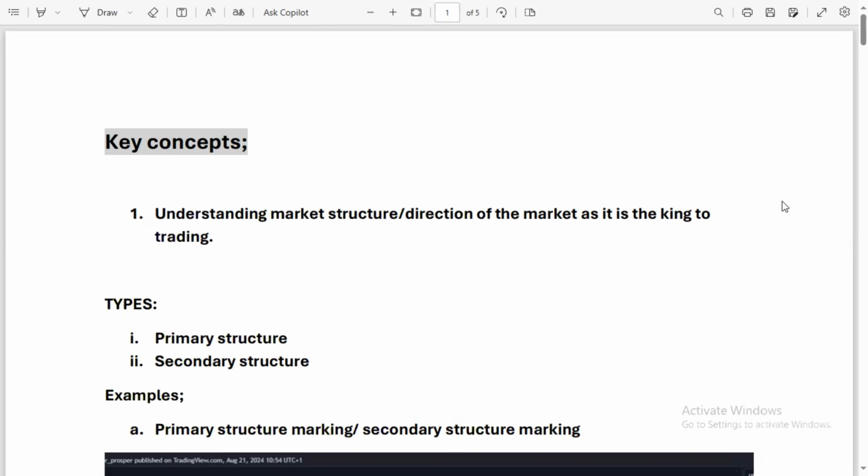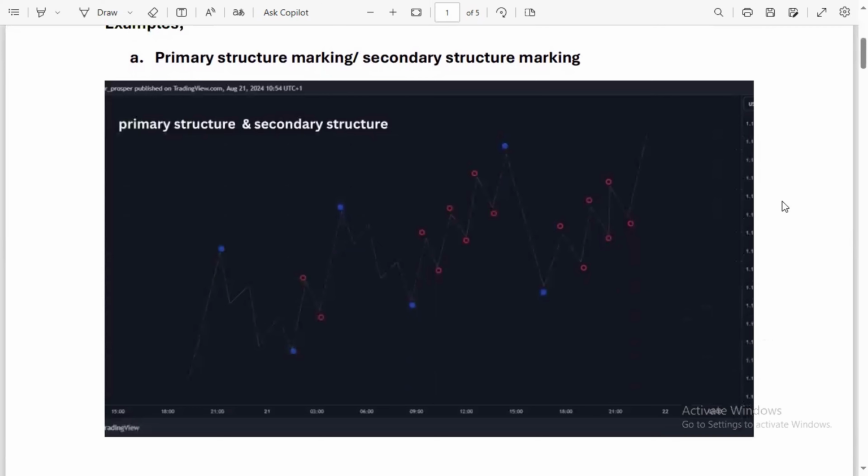Now, on market structure, I want to be talking about two things: the primary structure and the secondary structure, because a lot of traders find it difficult to mark out their primary structure and their secondary structure. Now, the photo here is the primary structure marking and the secondary structure. Now, how do you mark out your primary structure?